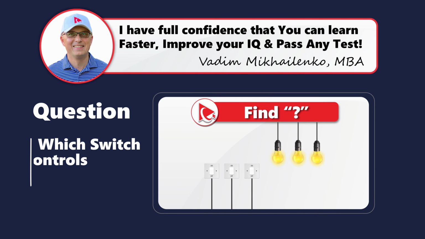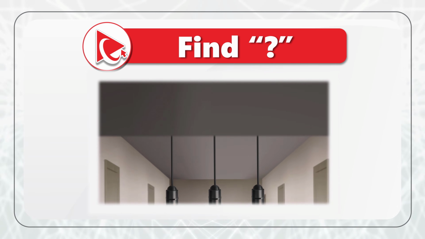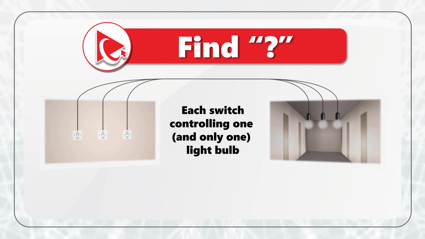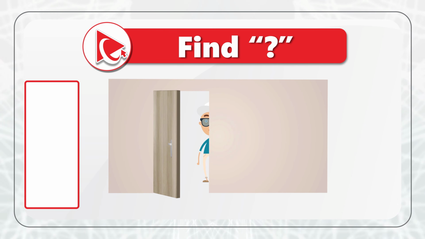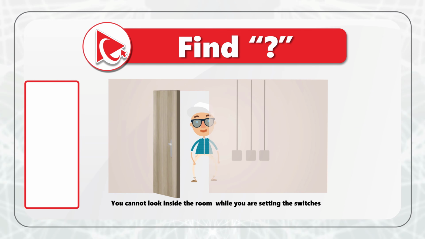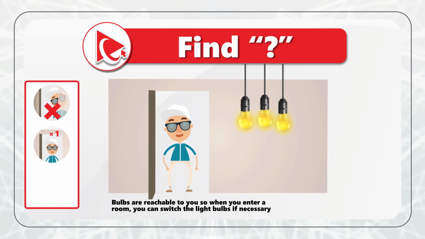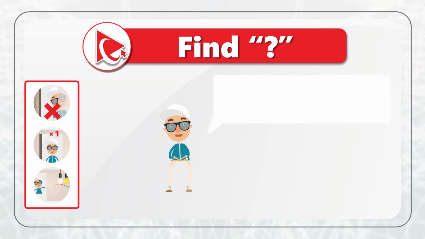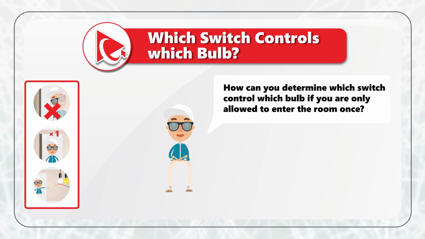Here's a tricky problem, but I have full confidence you will be able to solve it. You have 3 switches outside the room and 3 light bulbs inside the room, with each switch controlling just one and only one light bulb. You need to determine which switch controls which bulb, but there are some limitations. For example, you cannot look inside the room while you're setting the switches, and you're only allowed to enter the room once. Bulbs are reachable, so when you enter the room, you will be able to switch bulbs if necessary. The question is, how can you determine which switch controls which bulb if you're only allowed to enter the room once? Tricky question, don't you think so?